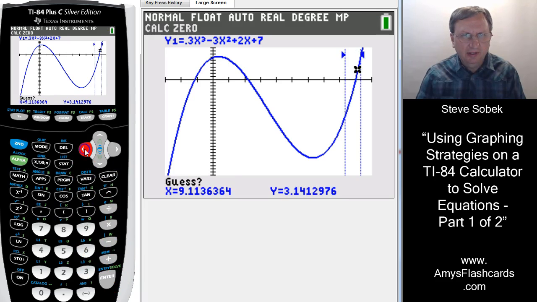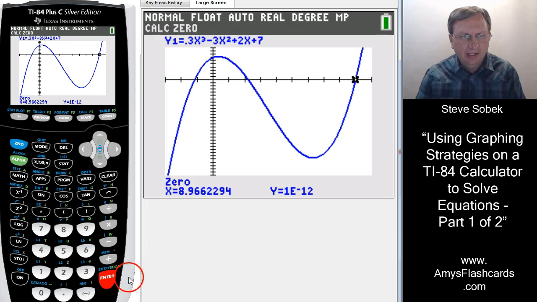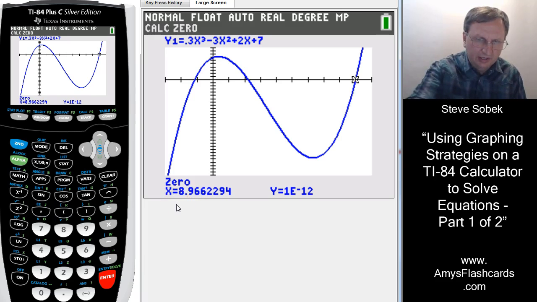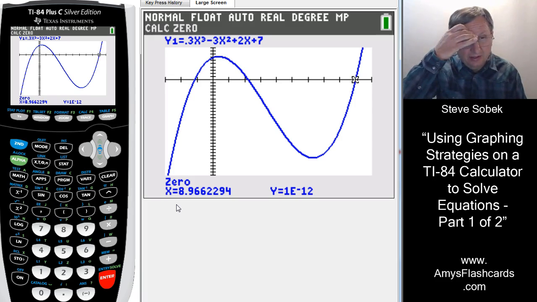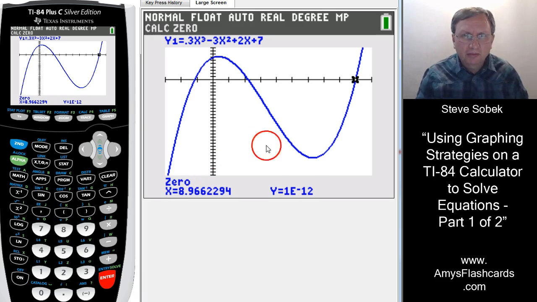And move it to the left. And you don't have to be really very close. Anywhere in between is fine. Hit enter. And it will give you the coordinates of the final 0 of the function. Let's round that to 3 decimal places. 8.966. Now, don't be alarmed that this doesn't say 0 like it did the last 2 times.